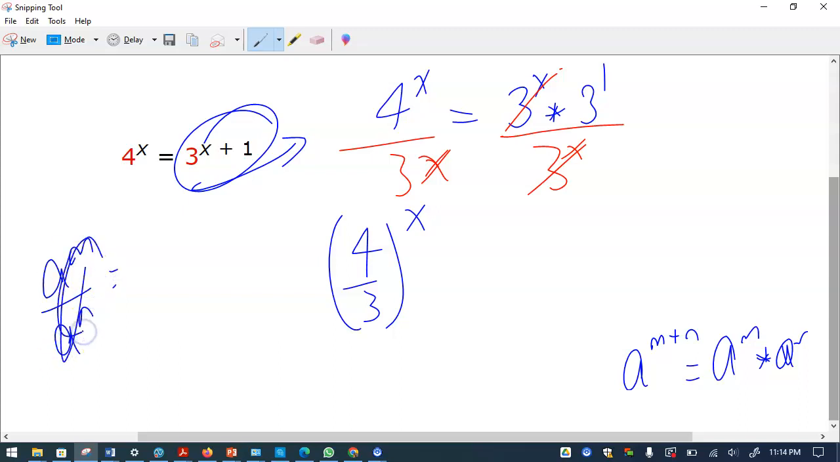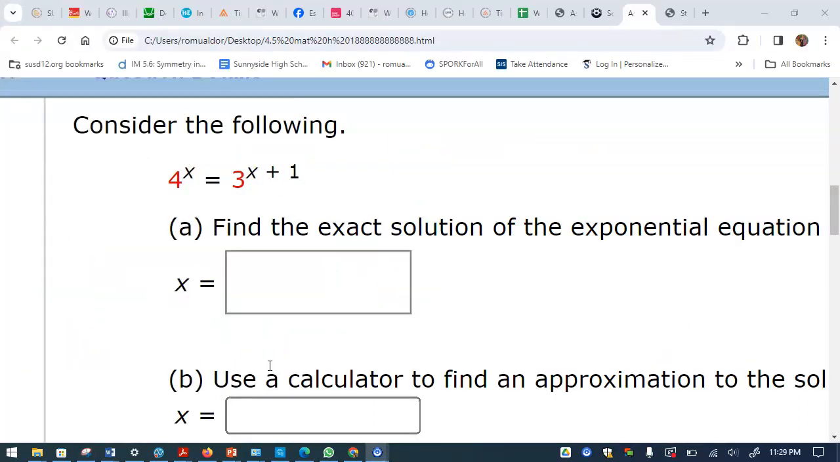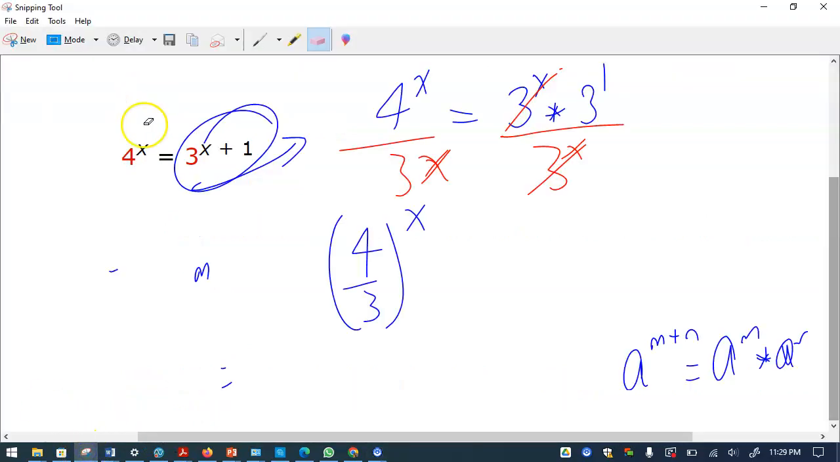Sorry, if it is a raised to m and this is a raised to n. I think I made a mistake here. Okay, so there's another way to do this also, and that's what I'm trying to show. Let me see if I can do it right here. Oh, I was doing it here. So, yeah, you can write it this way and you get 3 there.